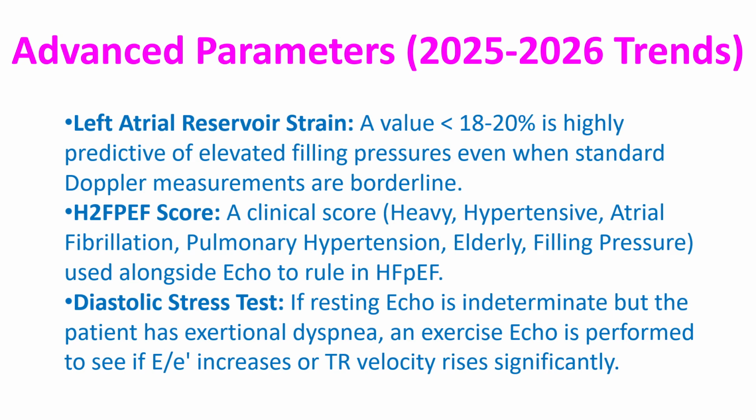Diastolic stress test. If resting echo is indeterminate but the patient has exertional dyspnea, an exercise echo is performed to see if E by E prime increases or TR velocity rises significantly.